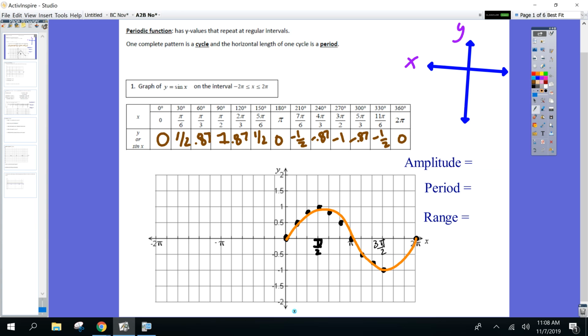I want to introduce 3 vocabulary terms to you right now. Well, actually 2. You know range already, but amplitude. Amplitude is the height of the graph. How high did it go? You just told me. How high does it go? 1. So we say the amplitude is 1.